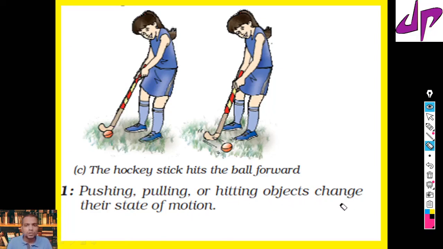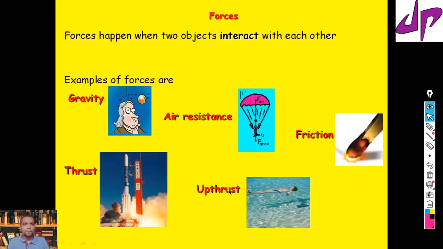So let's see in detail what are the different types of forces we are going to learn. As I said, force is nothing but interaction between two objects. This word is very, very important when you are writing the definition. Force happens when two objects interact with each other. There should be interaction. So let us take certain examples for the forces.